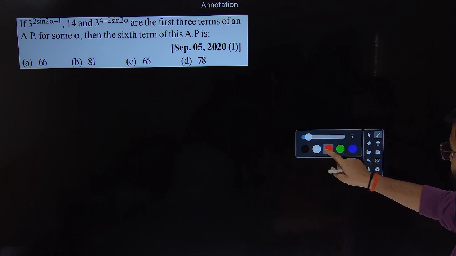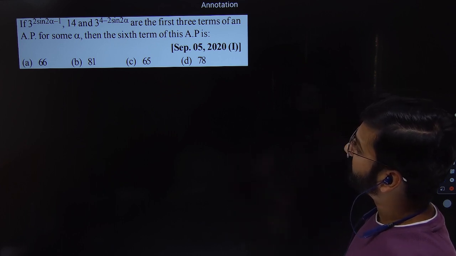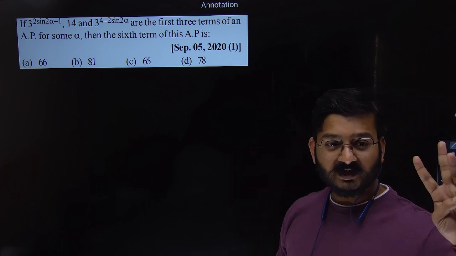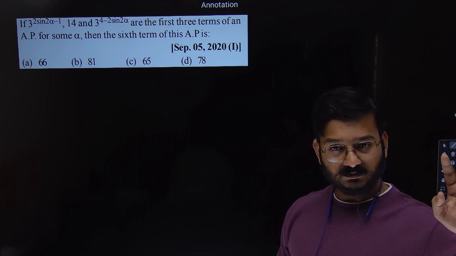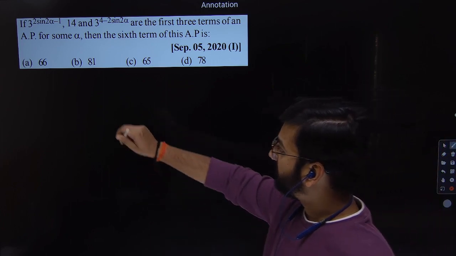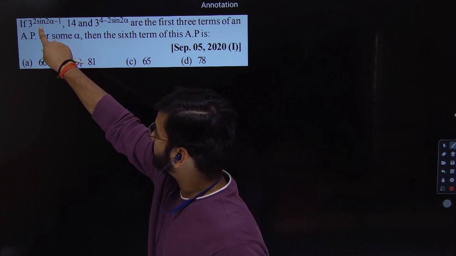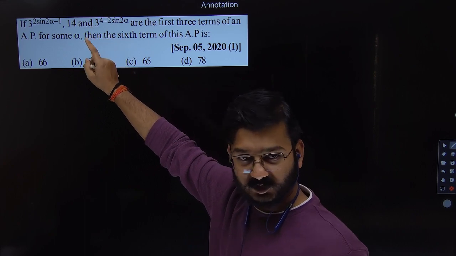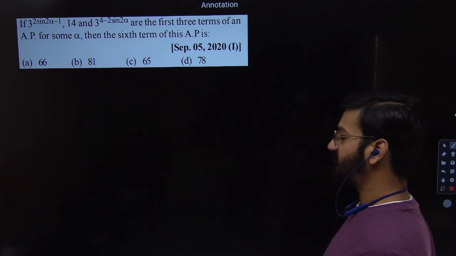Let's discuss this. So the question is, there are three terms which are in AP. When you have A, B, and C in AP, we write B as A plus C by 2. Same thing we will do. We will see that 14 will be what? First term plus last term divided by 2. The moment you write that, question gets solved.